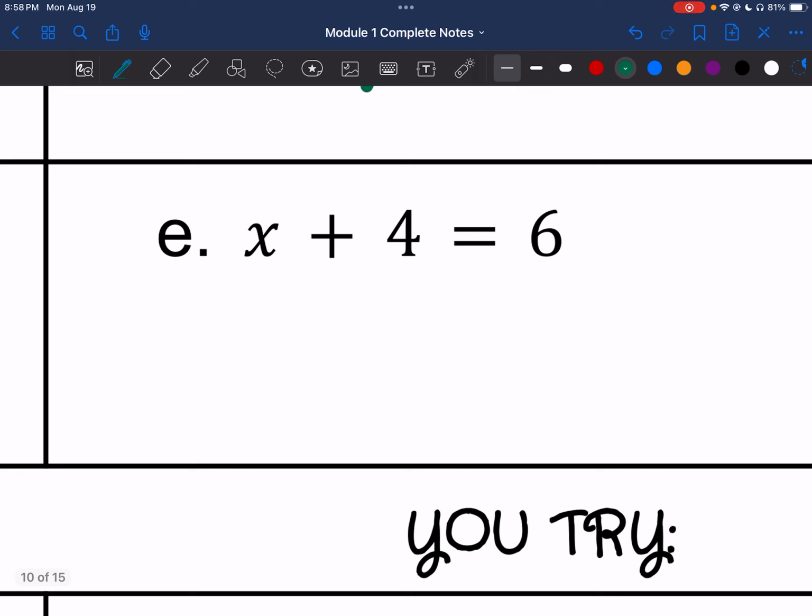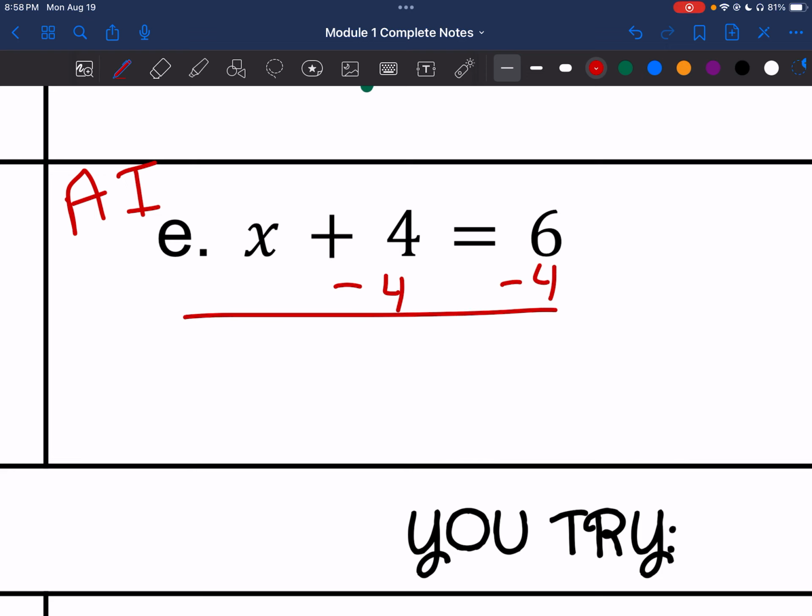All right, letter E, we're going to use just kind of an opposite property here. We're going to use that additive inverse. And that's how we are going to solve this equation, by using opposite operations. So we're going to subtract 4 from both sides of our equation. You'll notice I'm drawing a line. I'm showing my work. This is all things that you should do.